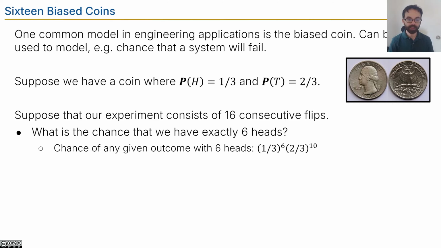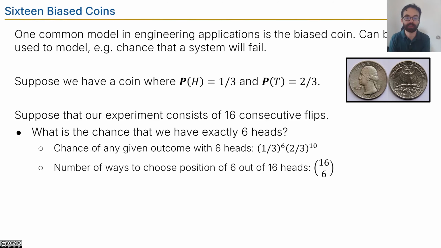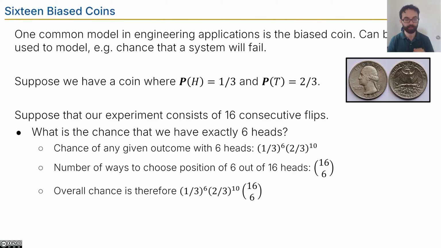Okay. Next question, how many are there? Well, you have 16 things. You want to figure out how many possible ways are there to assign the positions of the 6 heads. That's just going to be 16 choose 6. Okay. So the chance of getting exactly 6 heads will just be the product of those 2 values. So it's 1/3 to the 6th times 2/3 to the 10th times 16 choose 6. Use a calculator or whatever, and you get some probability.